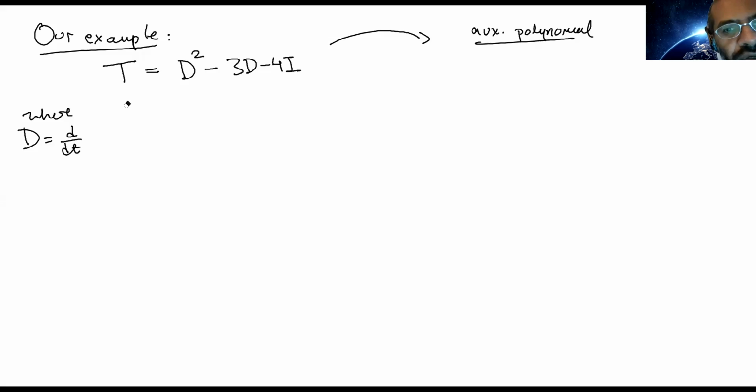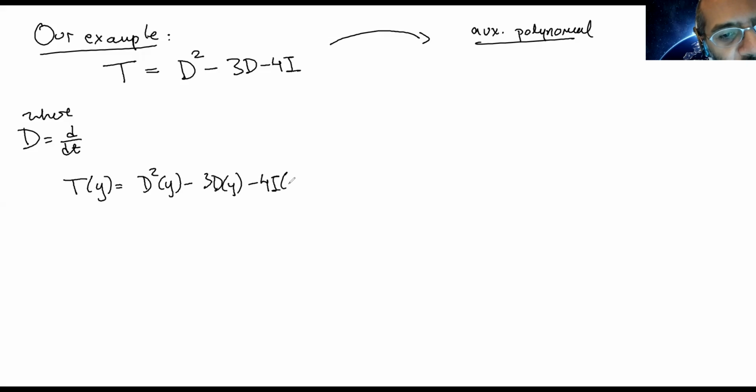The reason I need a 4I is that T of y should be D squared of y minus 3D of y minus 4I of y. I need something here because remember the type of T is that it's a linear transformation, right? I can't just put a number there. That's not a linear transformation from F to F. Does that make sense? Like if I didn't have the I here, then T cannot be equal to some linear transformation minus a number. Right. Does that make sense?